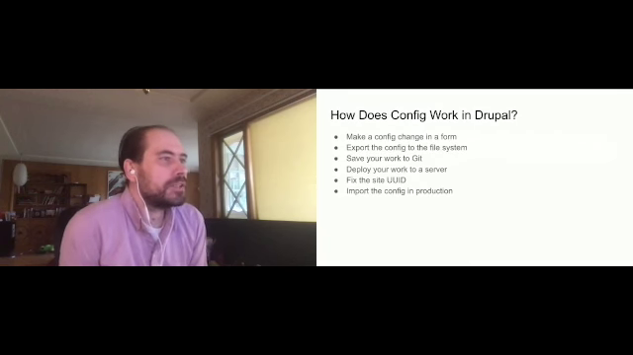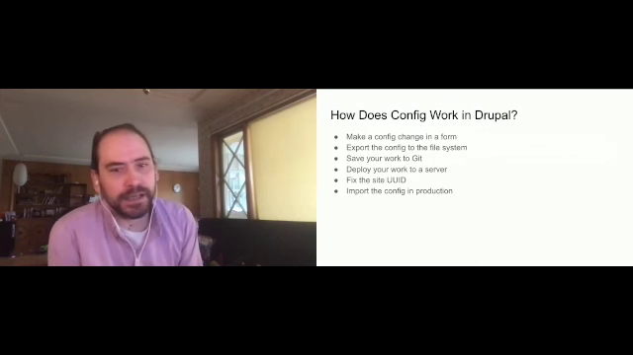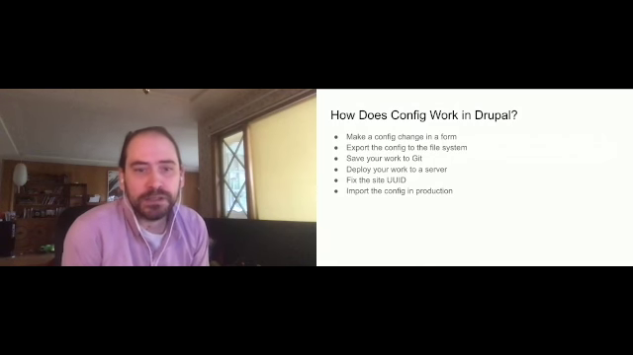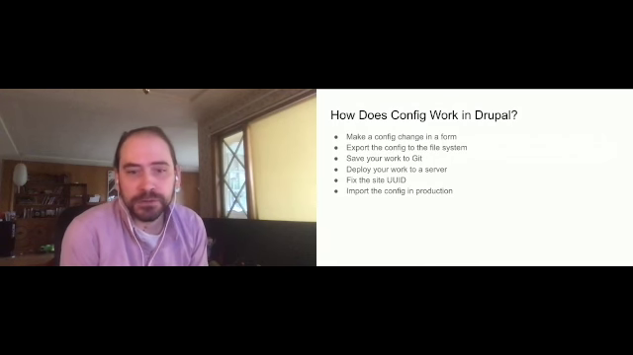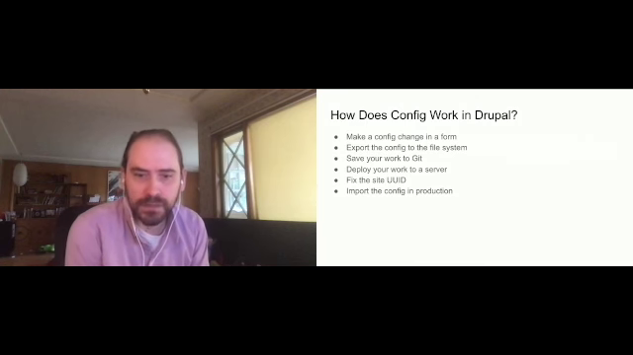So how does configuration work in Drupal? You make a config change in a form. You export the config to the file system. You save your work to Git. Usually, most of us have some sort of file management system with version control or some storage system where we're saving our work.